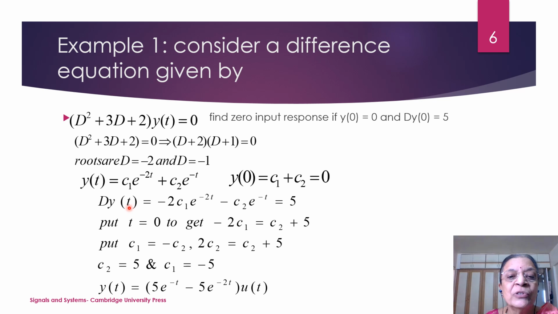So if I put t equal to 0 in this equation, I will get minus 2c1 minus c2 equal to 5. But c1 is equal to minus c2 from the first equation. So if I put this, I will get twice c2 minus c2 equal to 5, and if I evaluate, I will get c2 equal to 5 and c1 equal to minus 5. So I get the solution y(t) as 5 e raised to minus t minus 5 e raised to minus 2t, multiplied by u(t), because the signal exists only for t greater than or equal to 0.